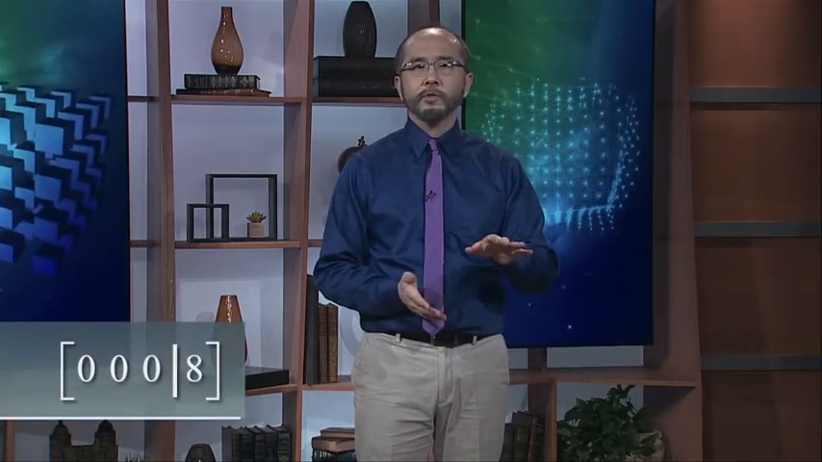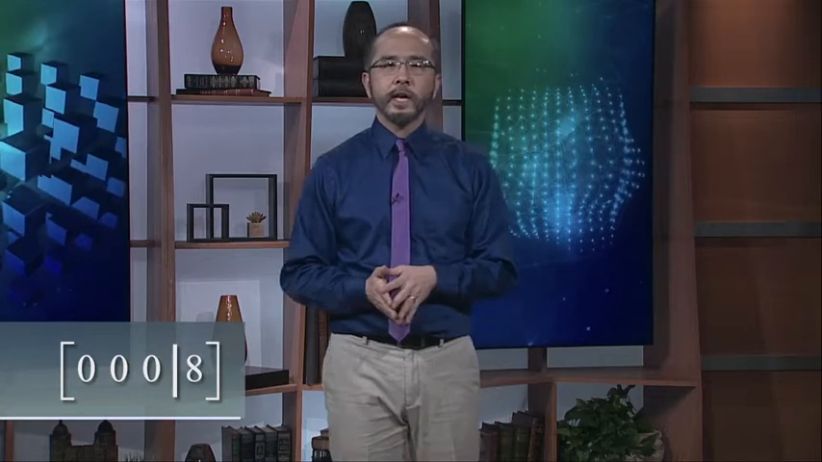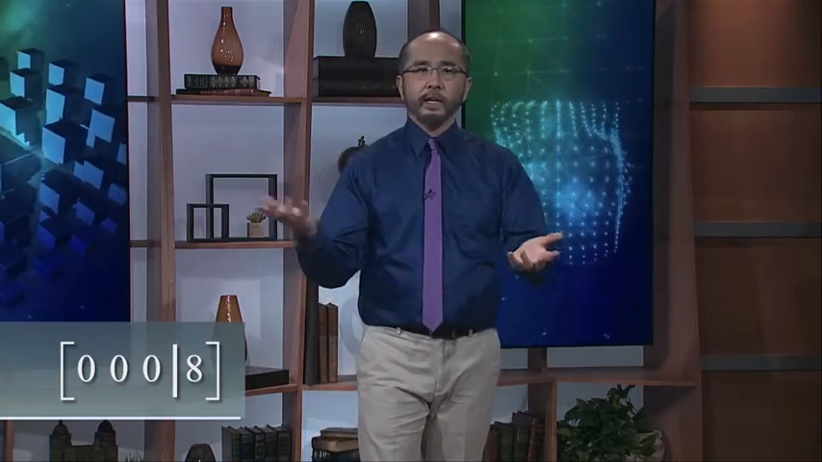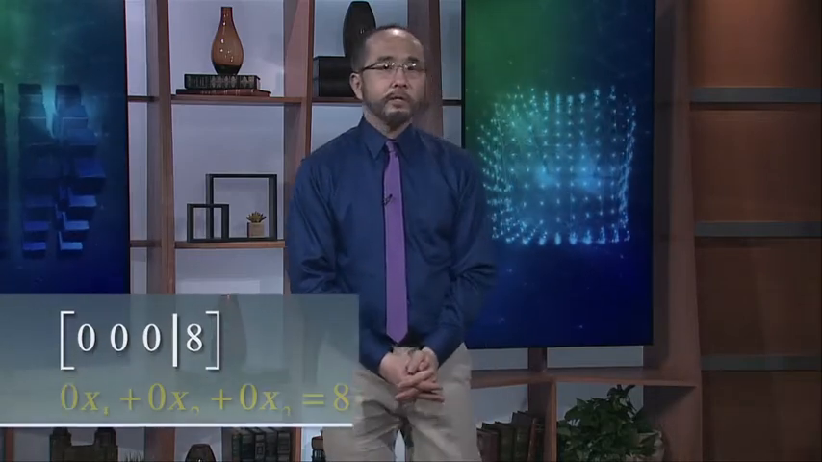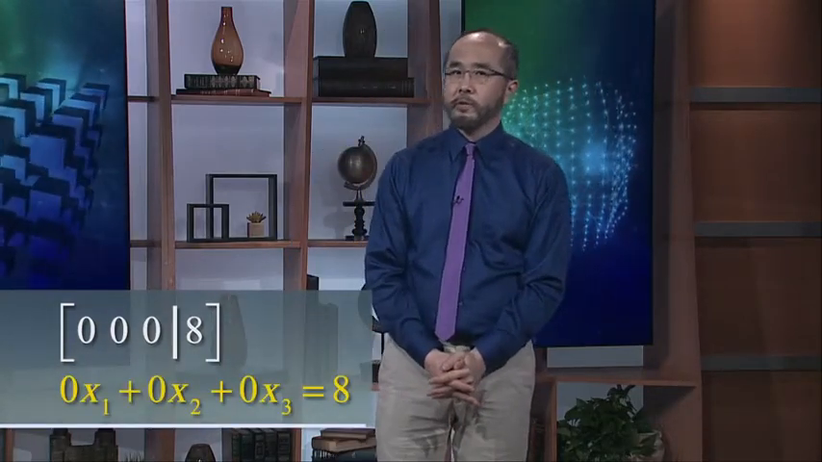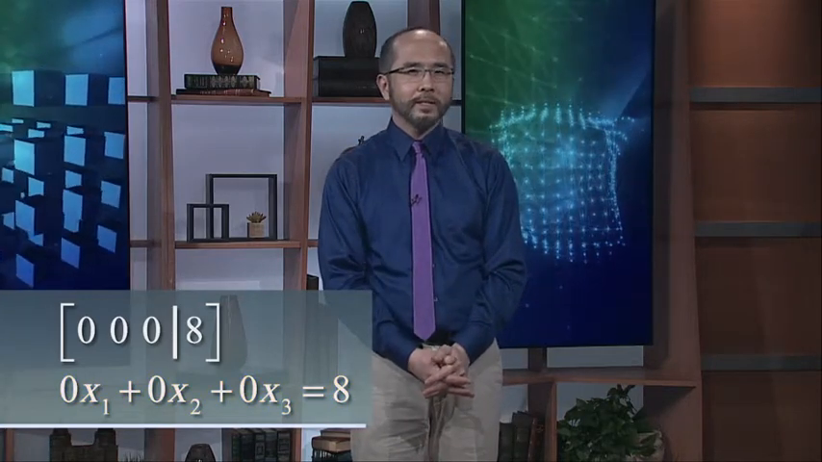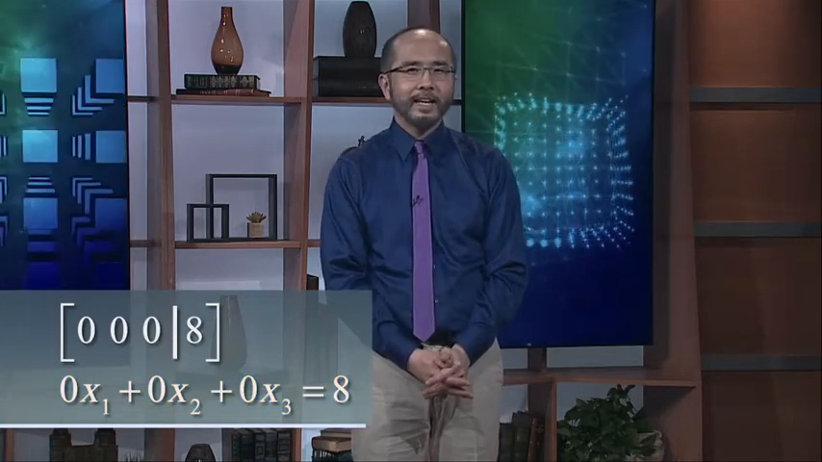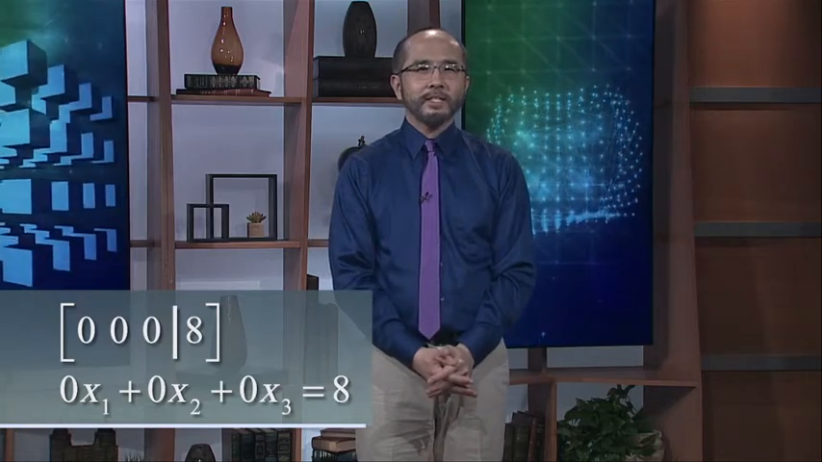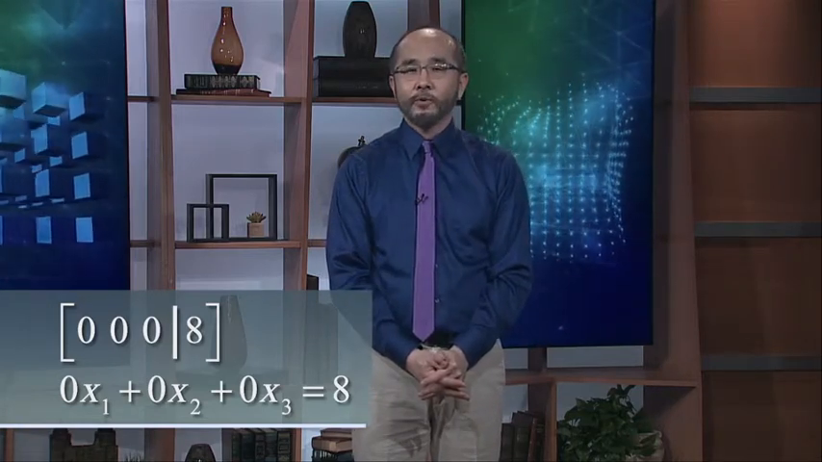So here's one bad thing that could happen when you try to do row reduction. You might end up with a row that looks something like this. A row of zeros on one side, and on the other side, a non-zero number like 8. If you get a row like this, it stands for the equation 0x1 plus 0x2 plus 0x3 equals 8, which is a nonsensical equation because 0 can't equal 8. So this will be a system of equations that has no solution.